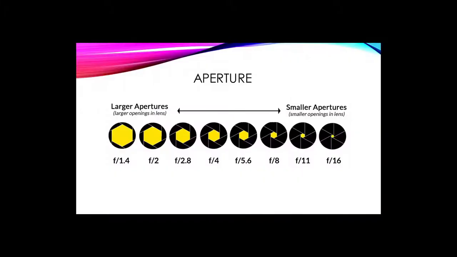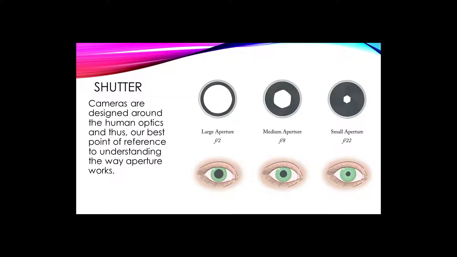Okay, now I believe you've digested the idea of the aperture. Now let's move forward to the shutter. I'm going to come back to the same image I used for the aperture because, like I said, cameras are designed around human optics, and the best reference to understanding how these things work is the human eye. One more time, I used your iris as the reference for the aperture. For the shutter, I'm going to use your eyelids.